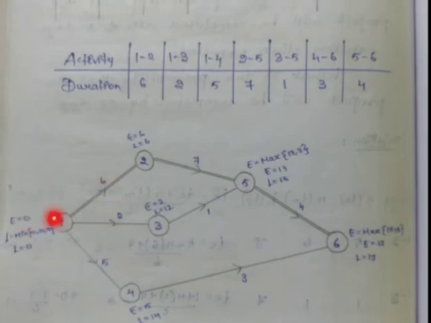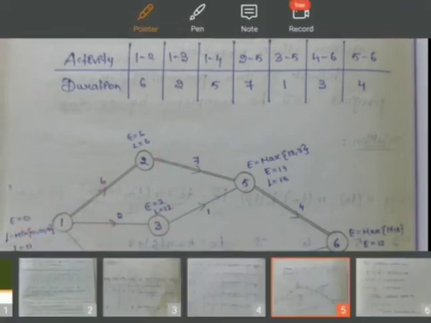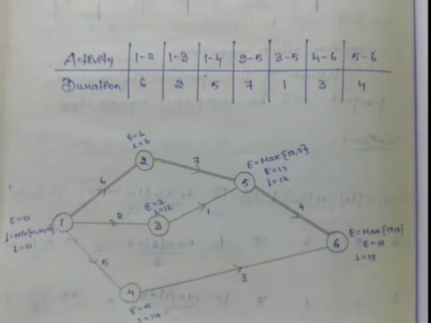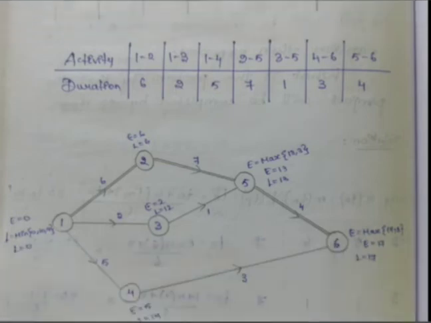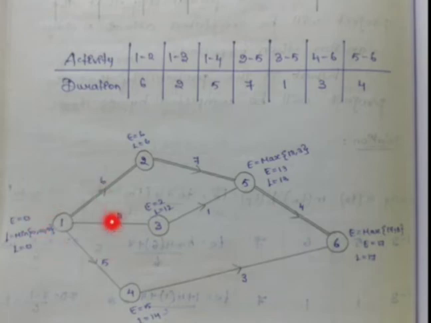For 1 we have 3 outgoing activities, so we have to take the minimum value. Minimum of 6 minus 6 is 0, 12 minus 2 is 10, 14 minus 5 is 9. So the minimum value will be 0. So for the first one the L value and E value will be 0. So your calculation will be correct.